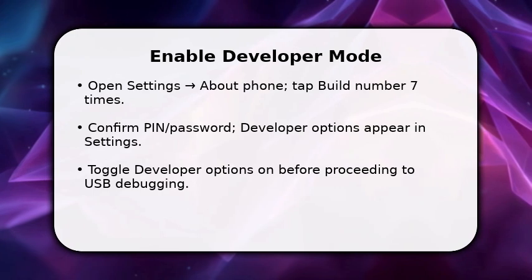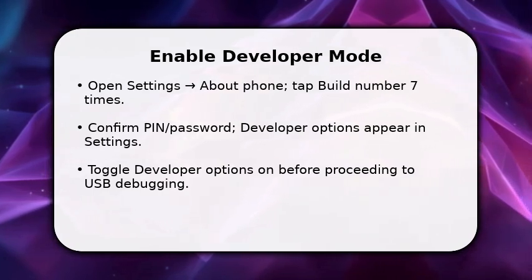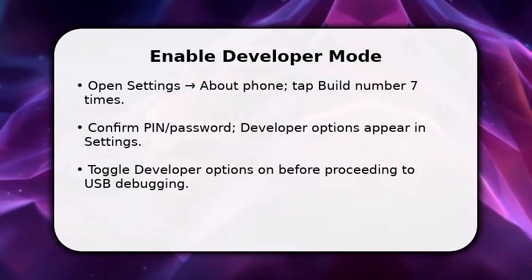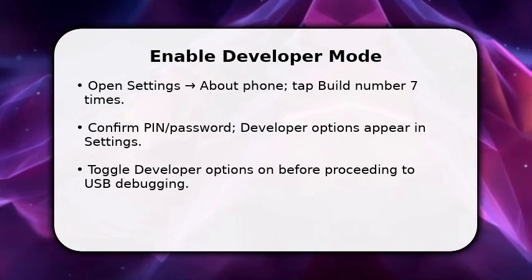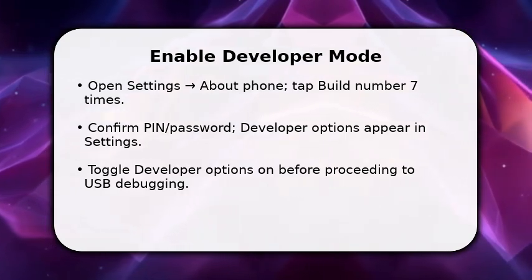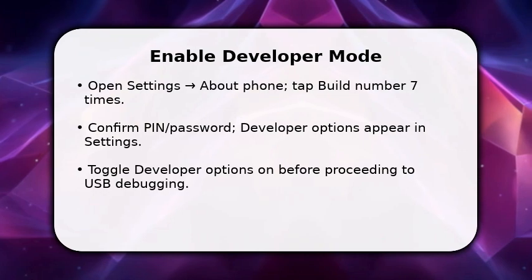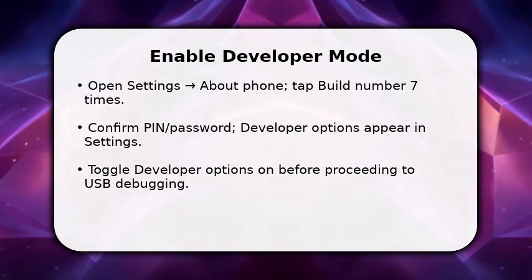Make sure Developer Options is visible in Settings now. This step unlocks the controls you need. Without it, USB debugging is unavailable. So complete this before moving to the USB connection and permission steps.